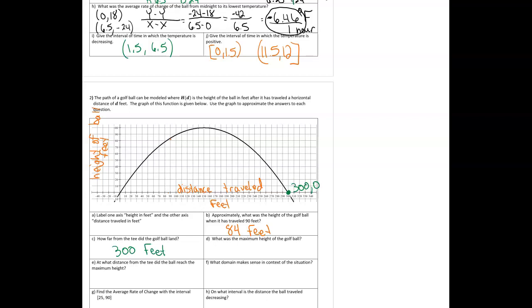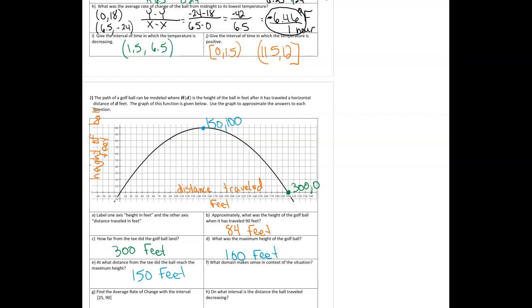What is the maximum height of the golf ball? So that would be, oh gosh, right about there, I think. And so the maximum height the golf ball went was 100 feet. And then they're going to ask at what distance did it reach that maximum height. So I actually want both numbers, 150, 100, and that would be 150 feet.